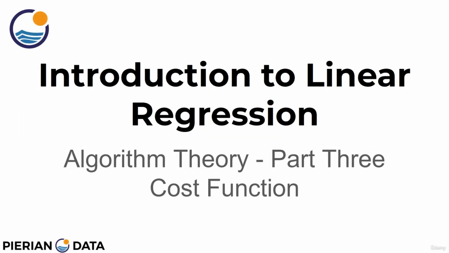Welcome back, everyone, to our continued discussion on an introduction to linear regression. In part 3 of our discussion on algorithm theory, we're going to explore the cost function, which is a crucial part of discovering the beta coefficient values when we're dealing with more than one feature.